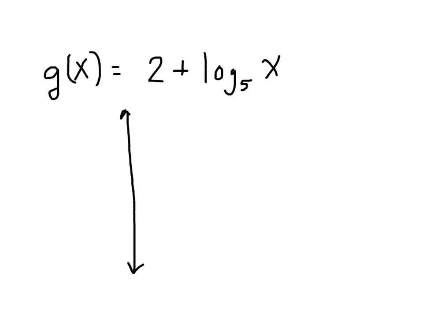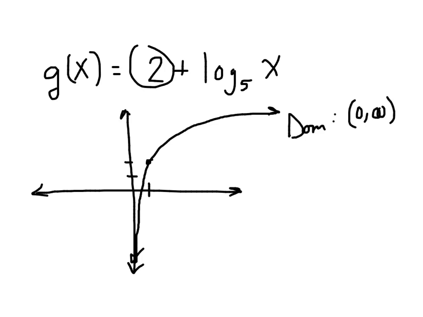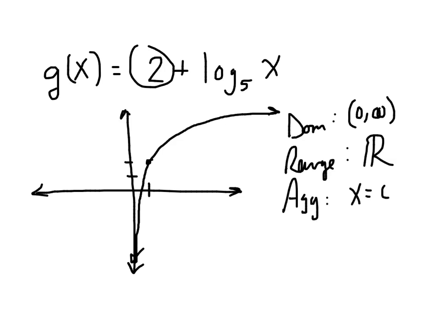If you recall from chapter 2, a plus 2 on the outside means a shift up 2 units. So instead of going through this point here at 1, 0, it's actually going to start turning there. Everything about this is going to stay the same, and it's going to come in here and ride out down that way. Your domain is from 0 to infinity because we did not shift anything to the left or to the right. Your range is going to be all real numbers because that's not being affected by anything, even if I just shift it up. And my asymptote is still x equals 0.